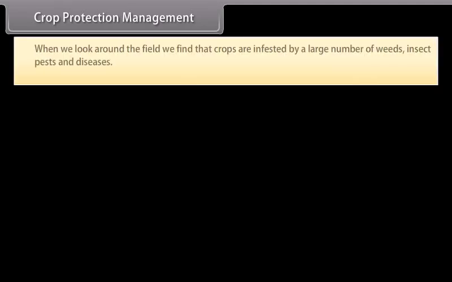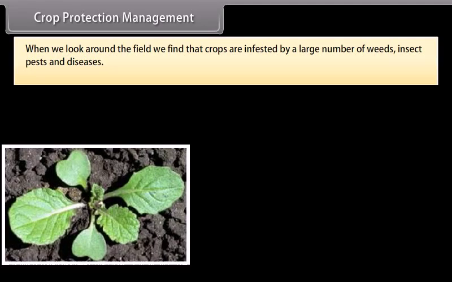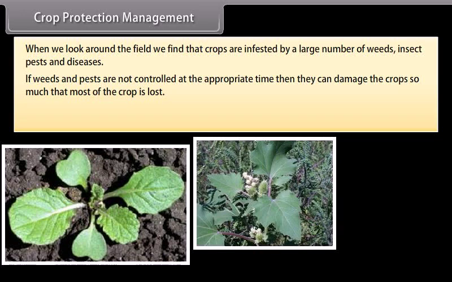Crop protection management. When we look around the field, we find that crops are infested by a large number of weeds, insect pests, and diseases. If weeds and pests are not controlled at the appropriate time, then they can damage the crop so much that most of the crop is lost.